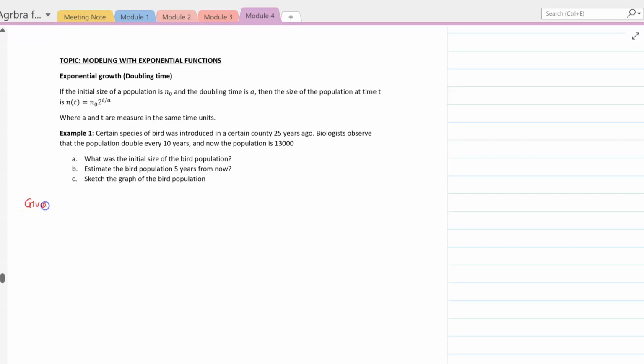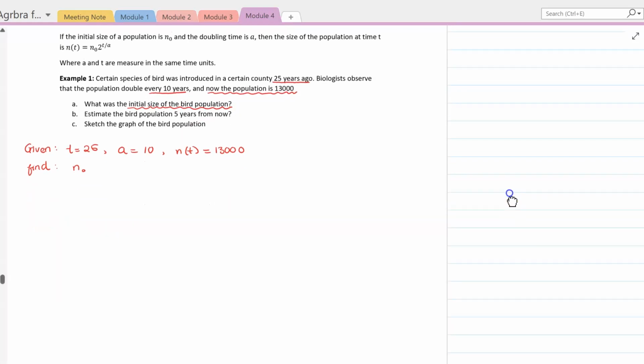We are given t is 25. It doubles every 10 years, so a equals 10. Now the population is 13,000, so n of t equals 13,000. And we are asked to find, in part A, the initial size of the bird population, so n0.